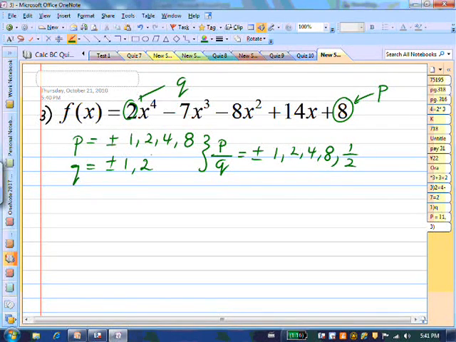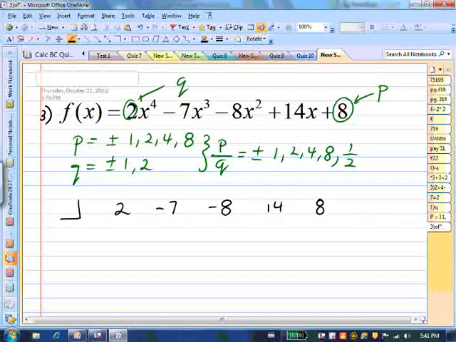2 over 2 is just 1, it's already there. 4 over 2 is just 2, which is already there. 8 over 2 is just 4, which is already there. So all in all, I have 10 choices to work with. Okay, let me go ahead and prepare this for synthetic. 2, negative 7, negative 8, 14, 8.